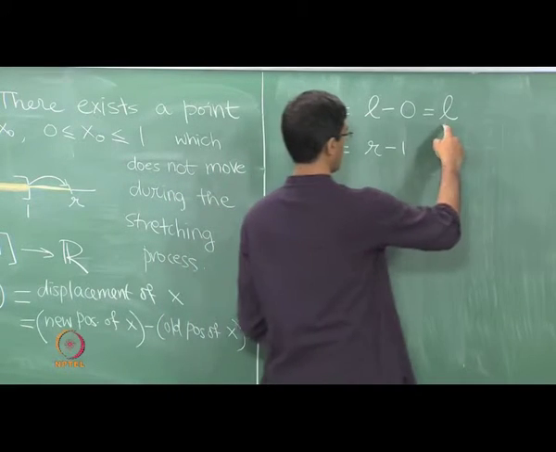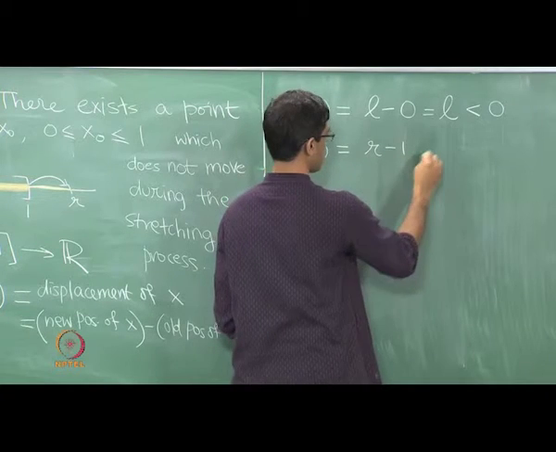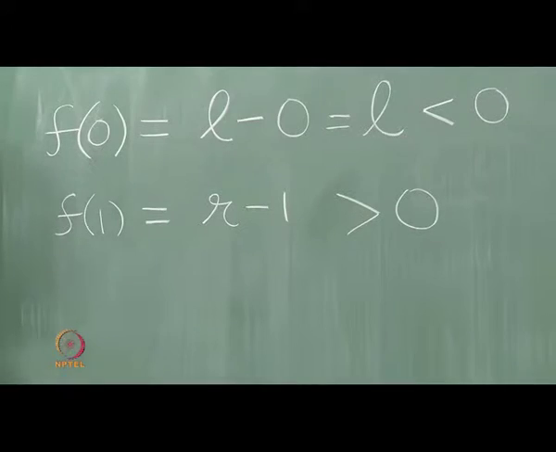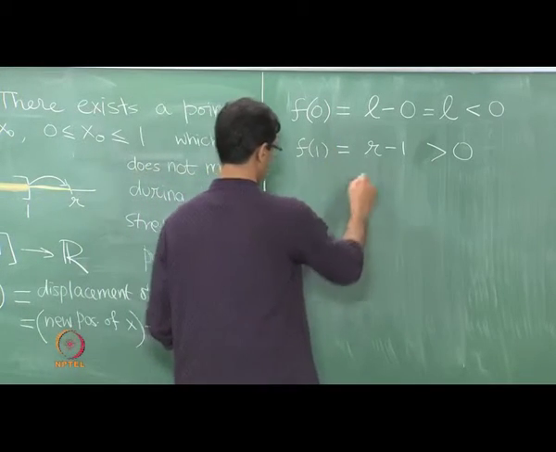And observe that L is a negative number because L of course is to the left of 0. Since R is to the right of 1, R minus 1 is a strictly positive number. I do not care what they are, all I need to know is that L is negative and R minus 1 is positive. Okay. So let us imagine drawing the graph of this function f.